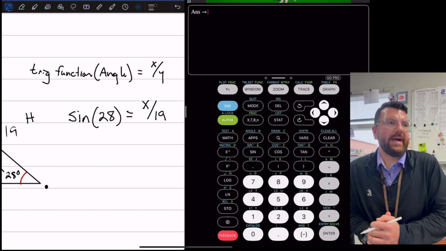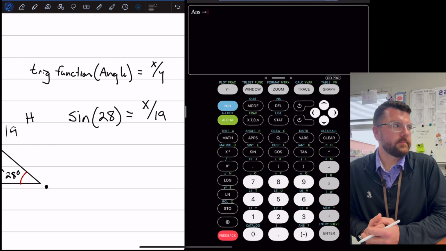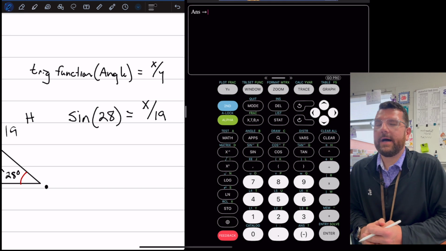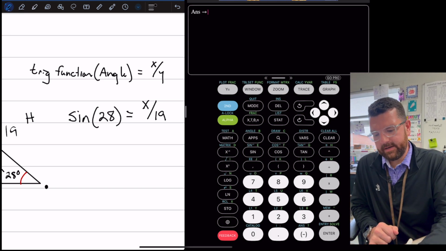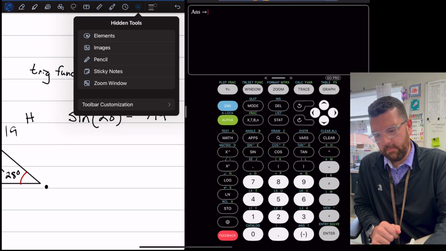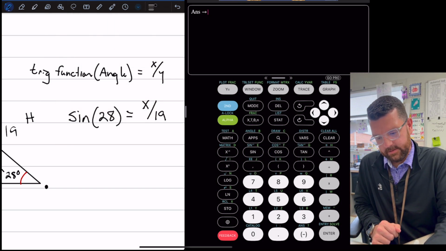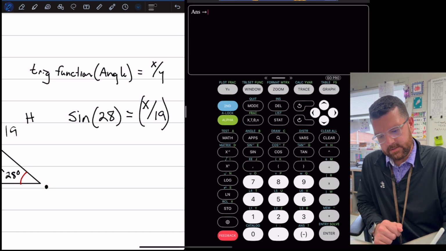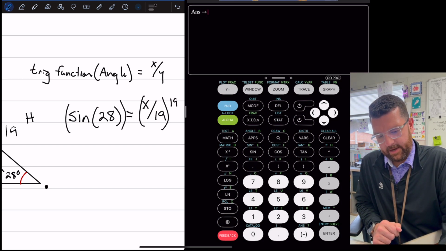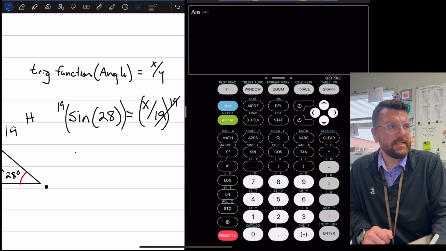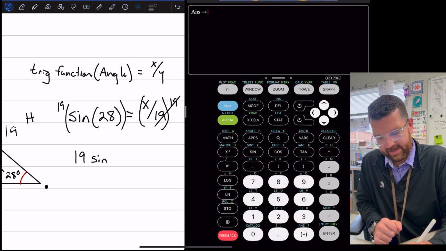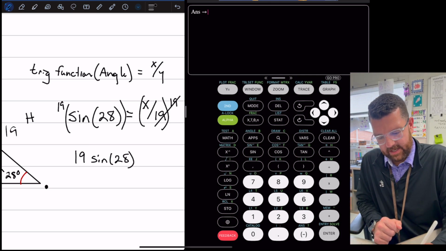What's happening to the x right now in this equation? It's being divided by 19. What would be the opposite of dividing by 19? We would multiply by 19. So I'm going to times both sides by 19. When I do that, those two 19s will cancel each other out, and I'm left with 19 times sine of 28 equals x.